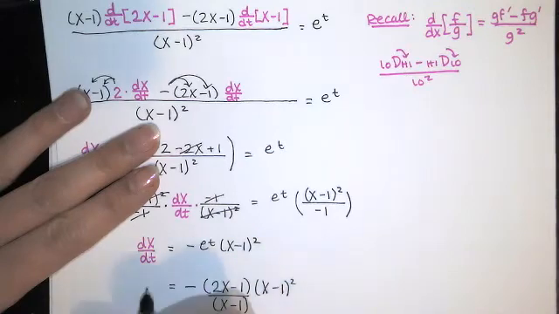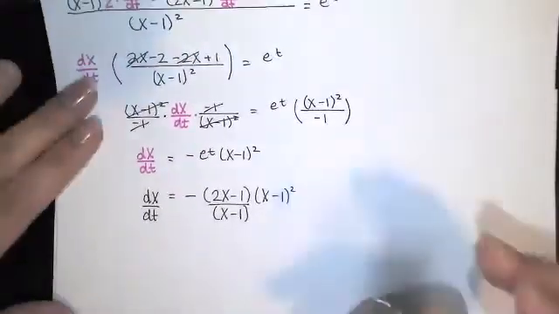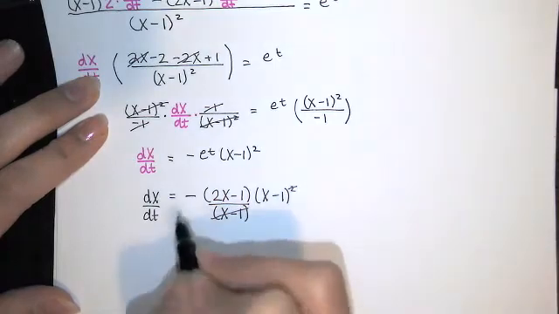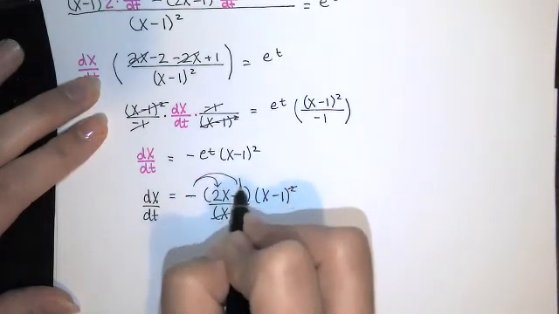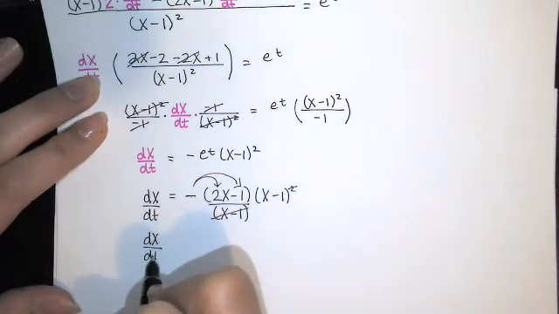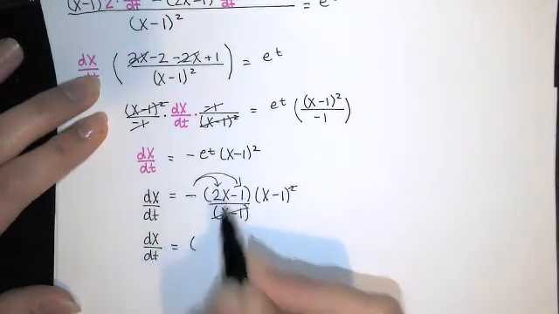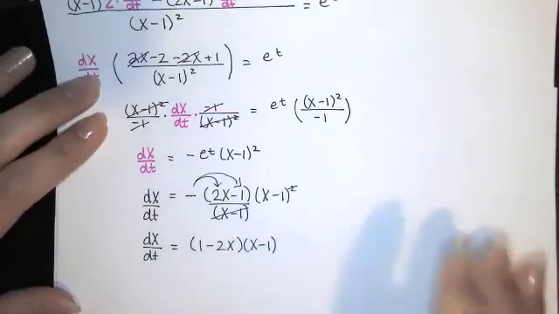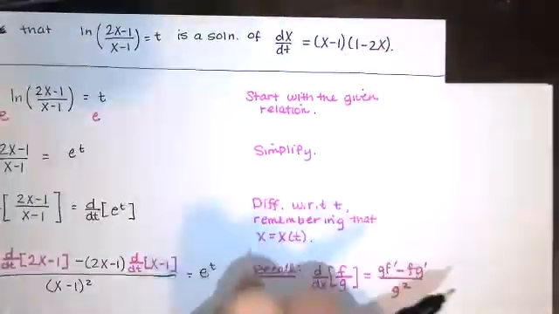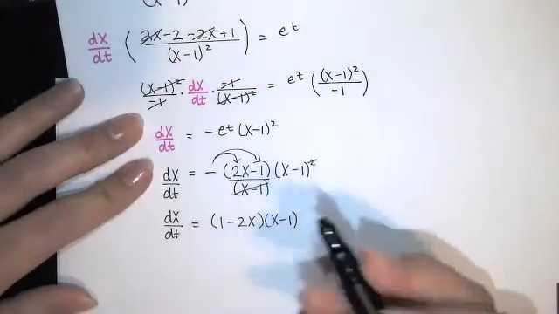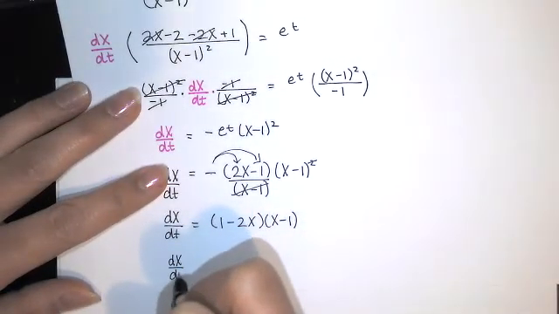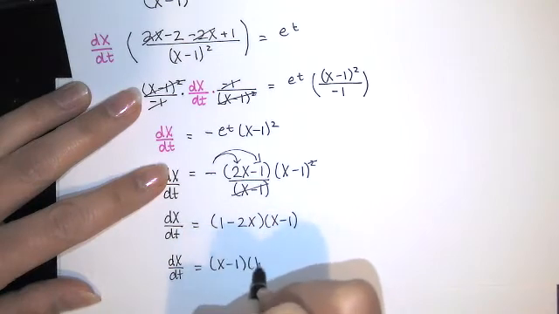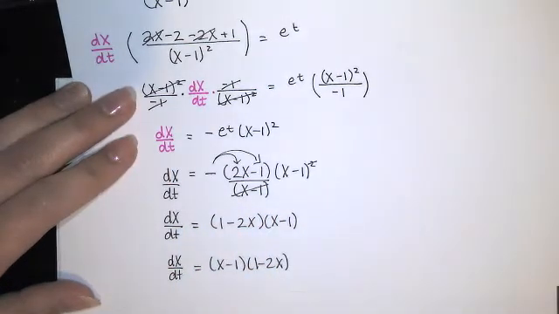This other x minus 1 squared, I'm just going to bring it down. I'm going to bring the dx dt down as well. And watch what happens. One of the x minus 1s will reduce. And if we distribute this negative through this set of parentheses, we get negative 2x plus 1, which is the same as 1 minus 2x times x minus 1. And it's the same thing. It's just written in a different order. We know multiplication is commutative, so we know that this is equivalent to the equation that they gave us. And we're good to go.